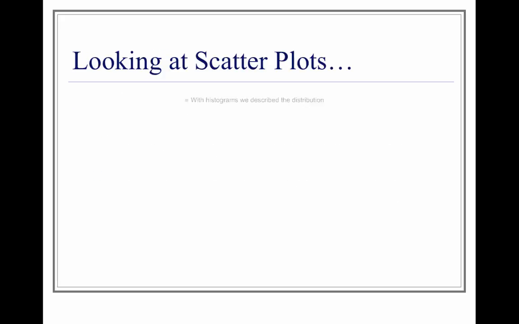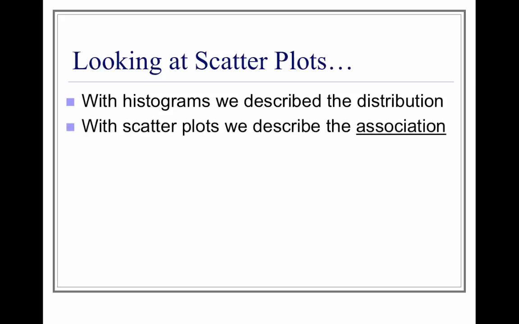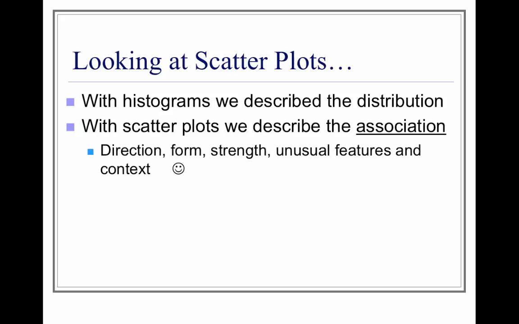Looking at scatterplots. When we were dealing with histograms, we described the distribution, the shape, center, spread, and of course it had to be in context. With scatterplots, we describe what is called the association, because we're looking to see how two variables are associated with one another. So in this case, we describe the direction, the form, the strength, any unusual features, and of course it needs to be in context.